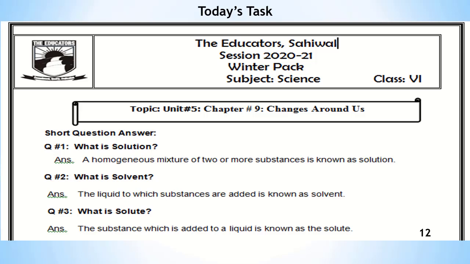Now in that solution what is solvent? The liquid to which substances are added is known as solvent. उसमें जो लिक्विड मटेरियल है उसे हम सॉल्वेंट कहते हैं. And question number 3, what is solute? The substance which is added to a liquid is known as the solute. मतलब उसके अंदर लिक्विड के अंदर जो भी चीज ऐड की जाती है, that is the solute.